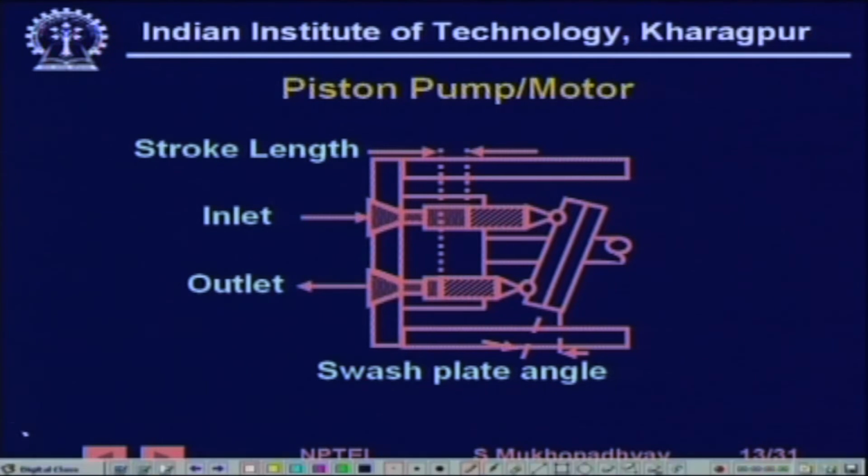So, the first thing is the actual piston pump, which operates like this. You can imagine that along the periphery of the motor, there are a number of such pistons. If you take a cross section, you can see this diagram. So, this is one piston. Here there is another piston, and here there is another piston. So, along the periphery, there are a number of pistons. Two of them are being shown.